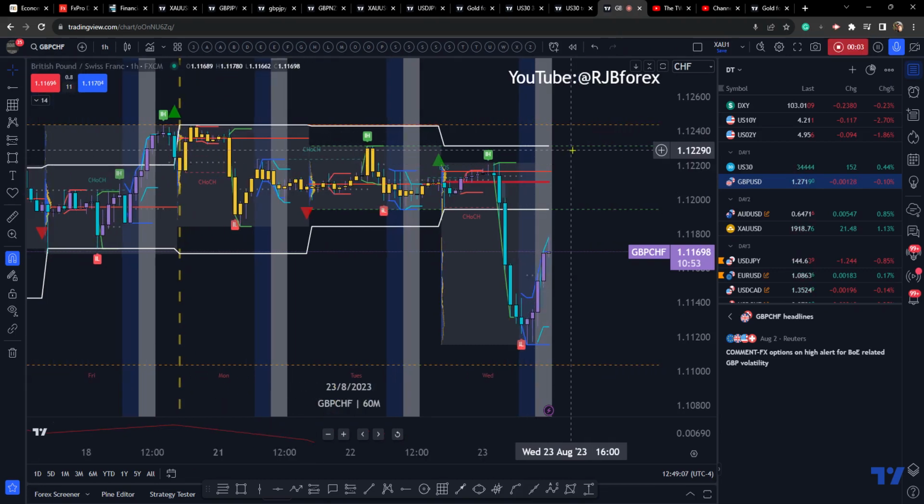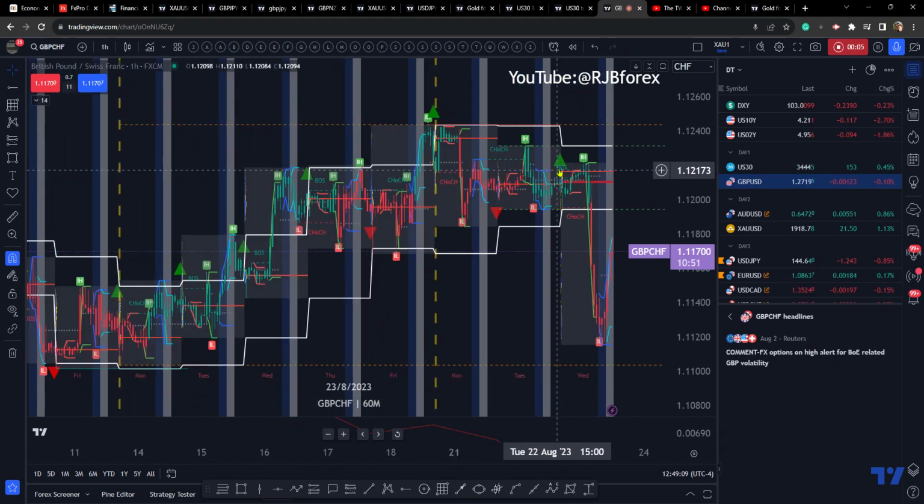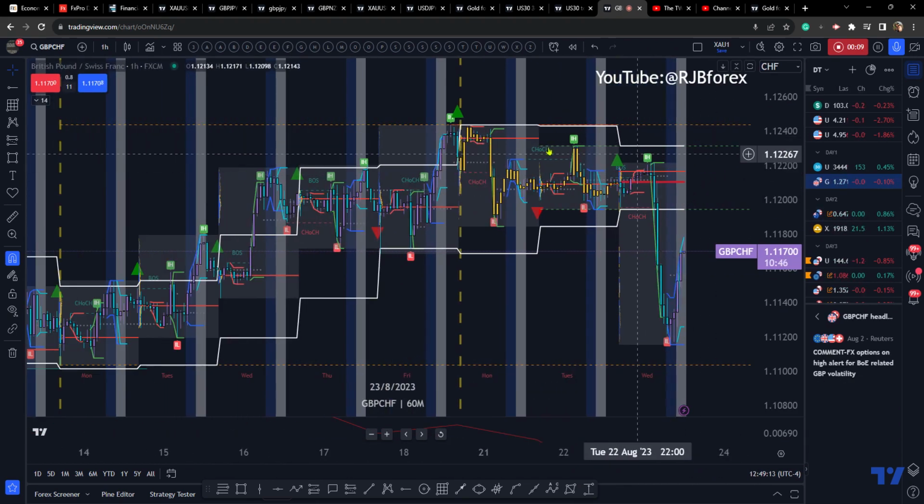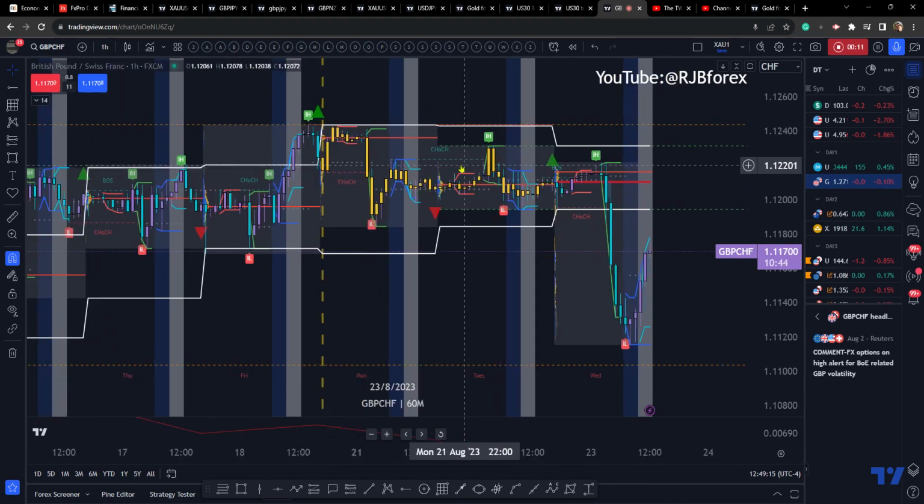Sterling Swiss was a very nice trade today. You got the inside day starting the week, Monday inside of Friday's range.